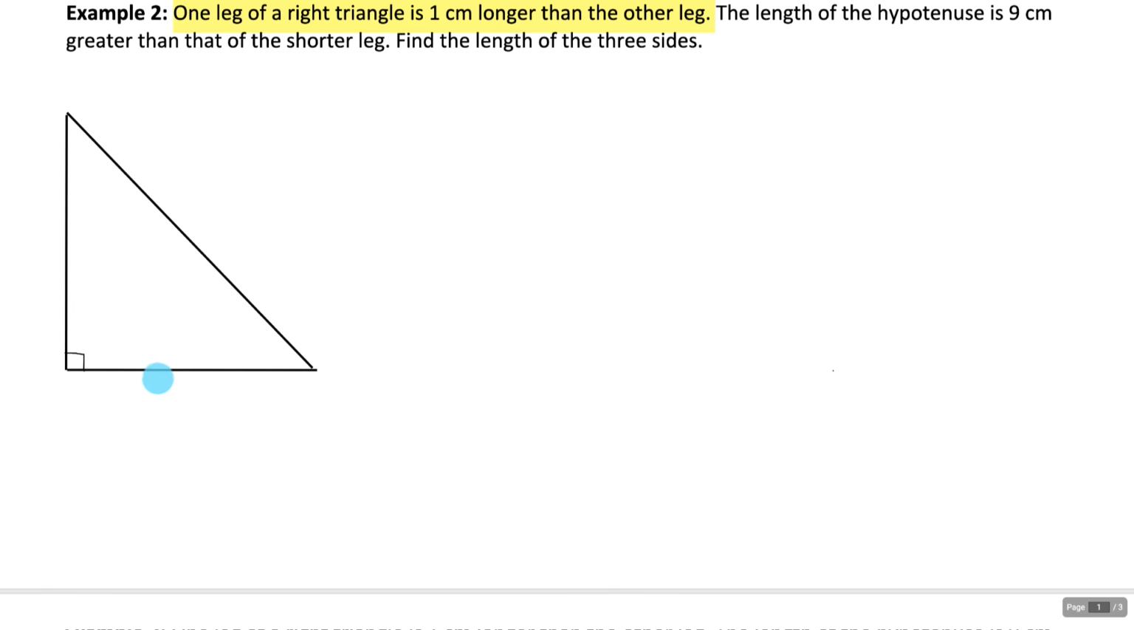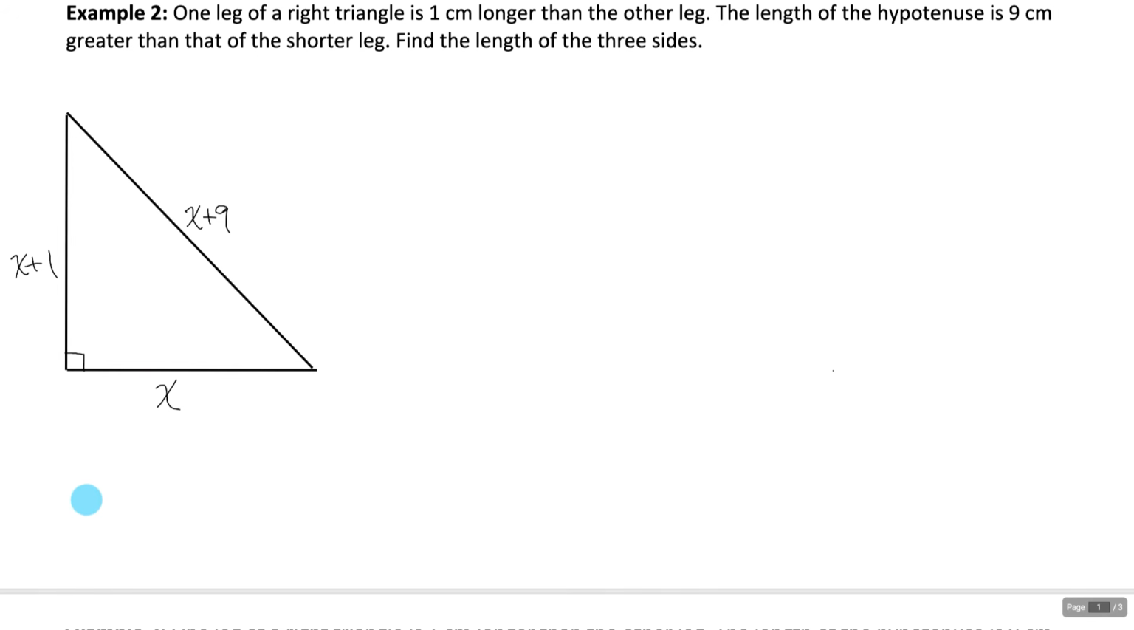It says one leg of the right triangle is 1 centimeter longer than the other leg. So the legs are the shorter two sides. I'll call one of them x, and it says the other one is 1 centimeter longer than that. So I'll call that x plus 1. It then tells me the length of the hypotenuse, which is of course the side across from the right angle, is 9 centimeters greater than that of the shorter leg. So the shorter leg is x, the hypotenuse is 9 bigger than that, so I'll call that x plus 9. And then the question asks us to find the length of all three sides.